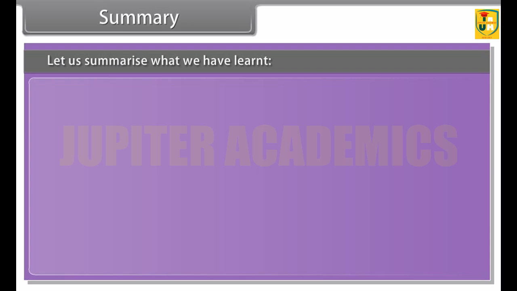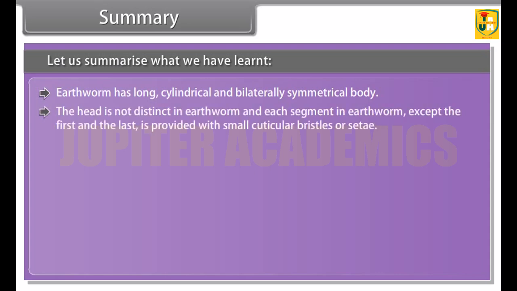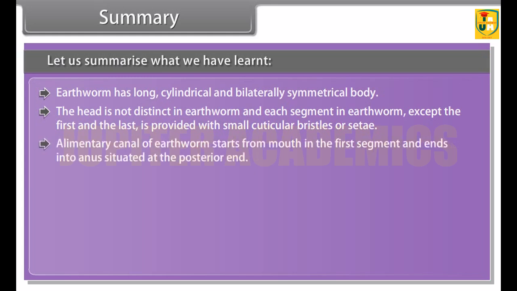Summary. Let us summarize what we have learnt. Earthworm has long, cylindrical and bilaterally symmetrical body. The head is not distinct in earthworm, and each segment in earthworm, except the first and the last, is provided with small cuticular bristles or setae. Alimentary canal of earthworms starts from the mouth in the first segment and ends into anus situated at the posterior end. Earthworm has a closed circulatory system.